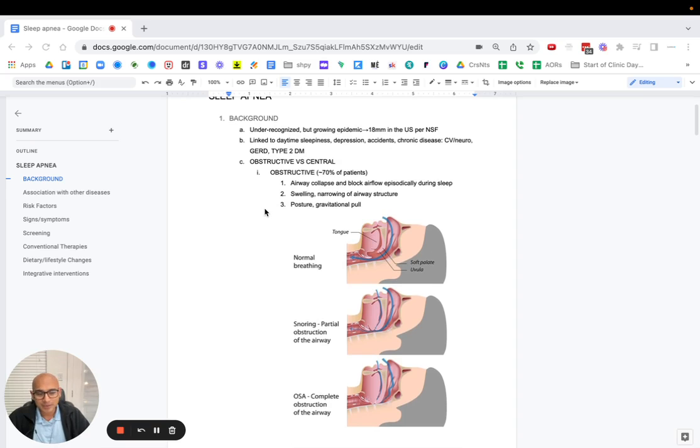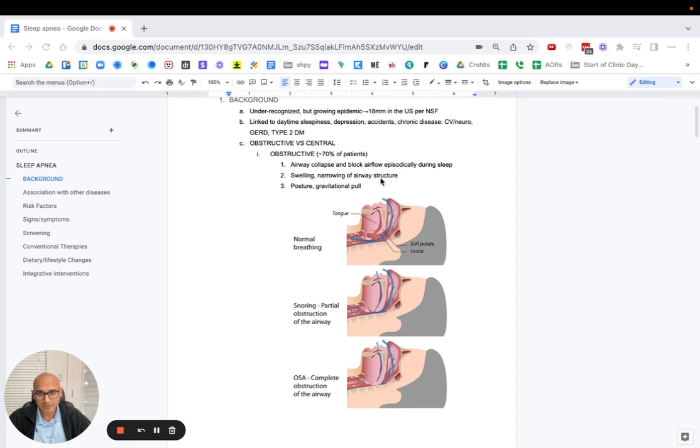So, sleep apnea is an underrecognized but growing epidemic. 18 million individuals in the US, per the National Sleep Foundation, are afflicted with it. It's linked to a lot of different things, in particular, daytime sleepiness, depression, accidents, and chronic diseases such as cardiovascular, neurologic diseases, GERD, and type 2 diabetes. When we think about obstructive sleep apnea, we like to think about it in terms of three categories: obstructive, central, and mixed. And let's kind of go through what those are.